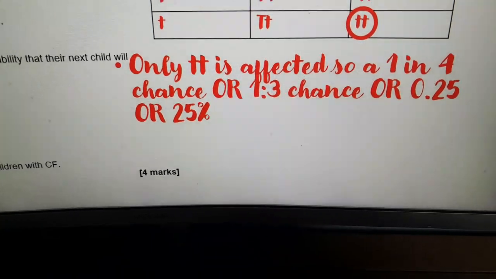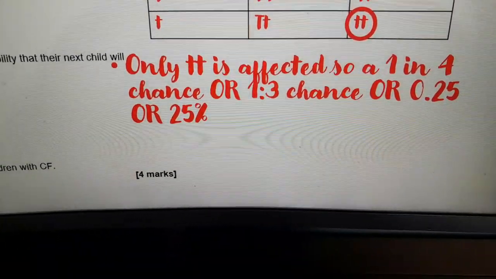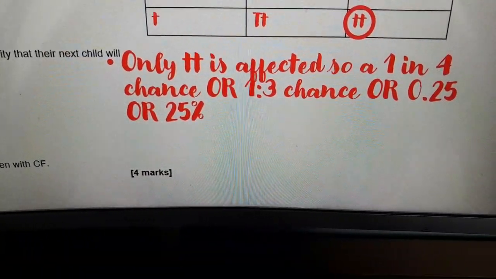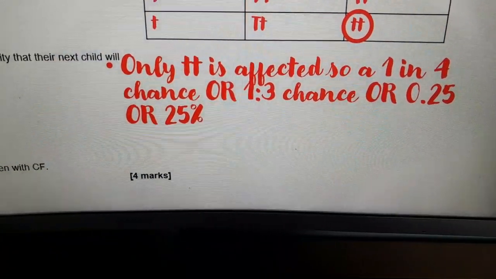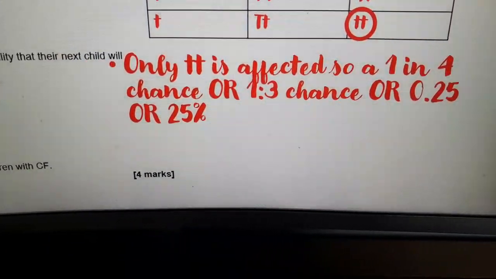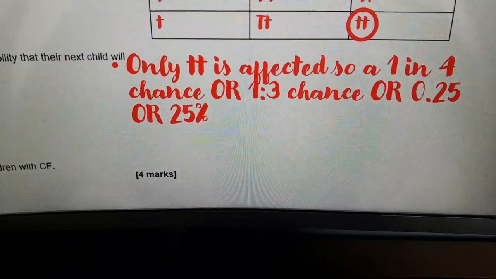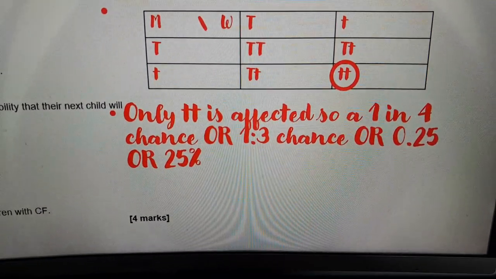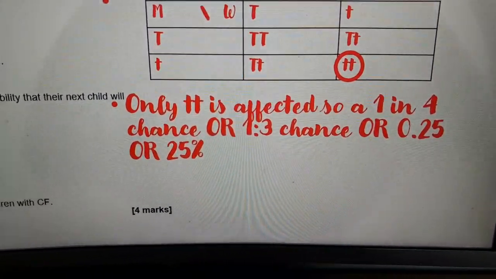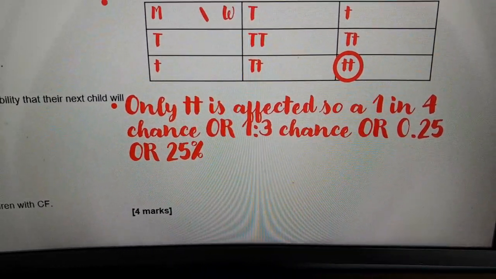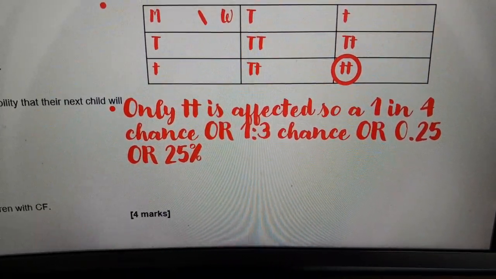And you can write this in four different ways. You could write it as one in four chance. You could write it as a 1:3 ratio. You could do it as 0.25 or 25%. So all of those would be acceptable. But do remember to draw a ring around it so that we know that you know which is the affected genotype.